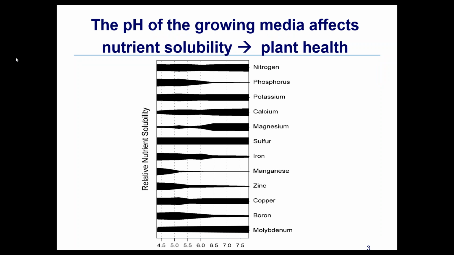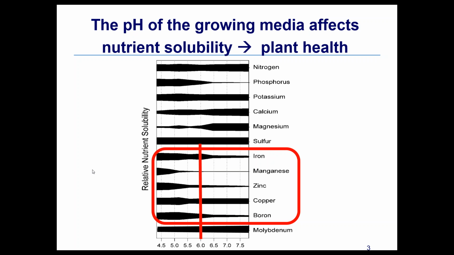The pH of the growing media affects nutrient solubility and therefore plant health. At the bottom of your screen, the x-axis is the pH of the growing media, and you see all those elements listed where you can see the relative nutrient solubility. If we just pay attention to iron, it is present in the growing media, but as the pH changes, the availability of that iron for the plant changes. At lower pHs, iron becomes more available. As the pH goes up, iron becomes less available, as it turns into forms that look very much like rust. Plants cannot uptake that form, so it is less soluble.